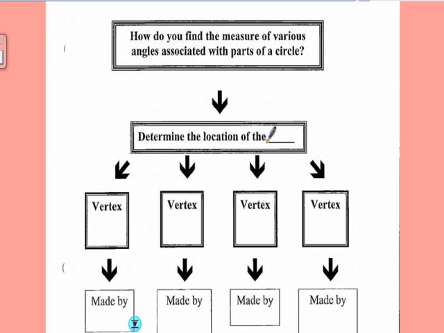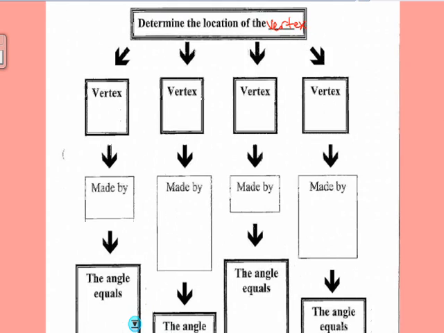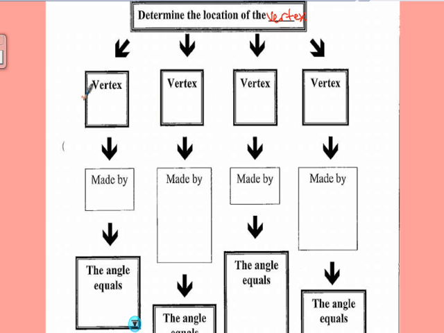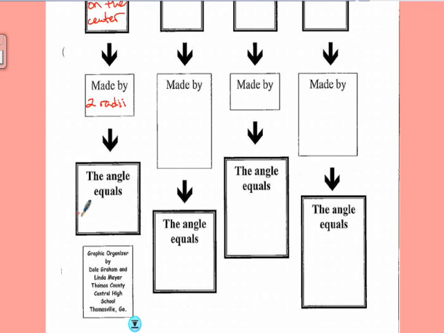We're going to determine the location of the vertex. It's a big deal to know where the vertex is. Where is your vertex? So let's say it's on the center of the circle. If it's on the center, it's made up by two radii, R-A-D-I-I, weird word. And the angle equals the arc. It's a pretty simple one.